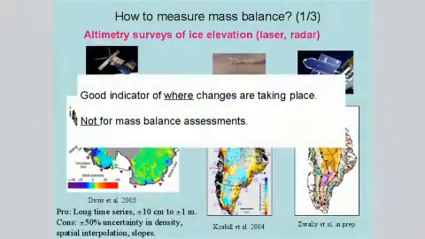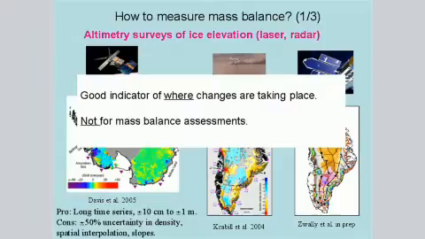Okay, so there are 3 different ways. With these satellites, we study how the ice sheets are growing and shrinking with time. One is to measure the surface height of the ice sheet. It's like measuring if your son is growing or shrinking, you measure his height every month. And this is done with radar altimetry.